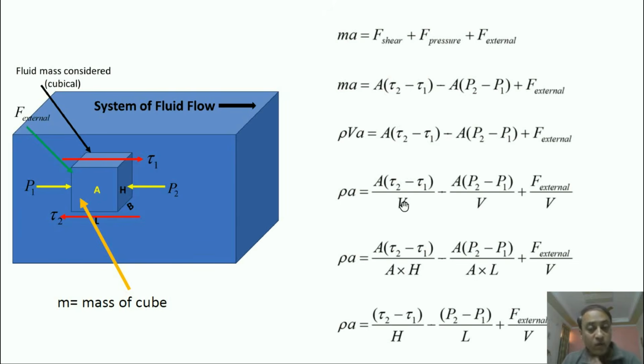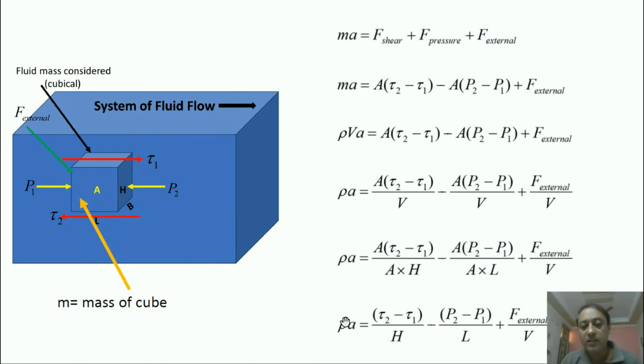Now this volume can be written as area of any face of this cube into the perpendicular side length. Suppose I am taking this A, then A into B, and if I take this face, then A into L. So in place of this volume, I can write area into H. Similarly, for this volume, I can write area of this face into L. And here V is written. Now I can cancel out this A.